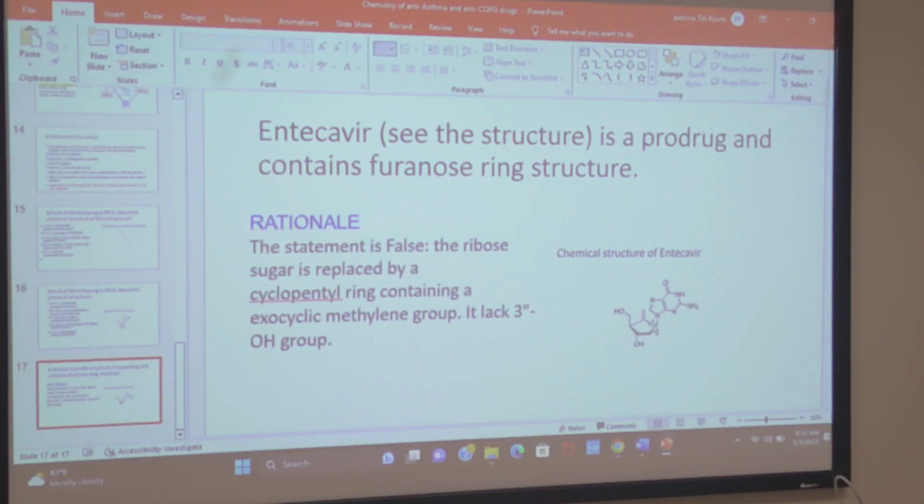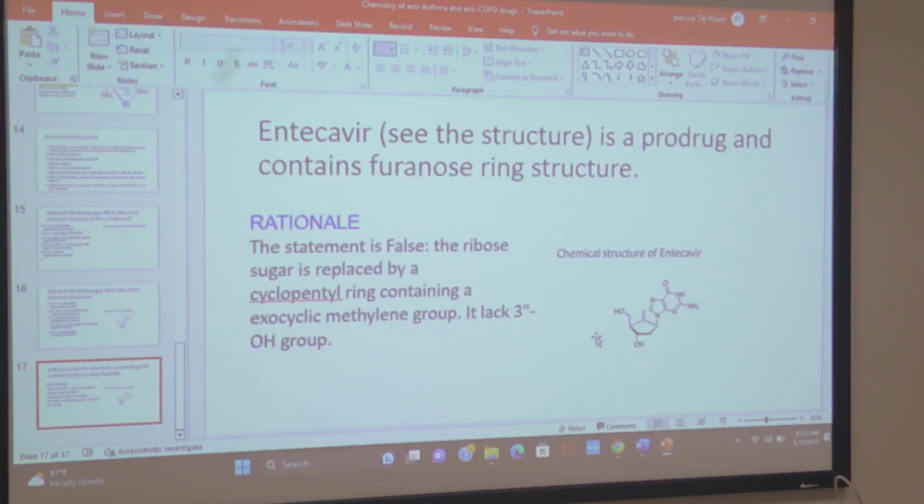look at the furanose ring. There is something else in here. I pointed it out in my classroom. There is a methylene group substituted in the furanose ring, and it doesn't have a 3' hydroxyl group intact.